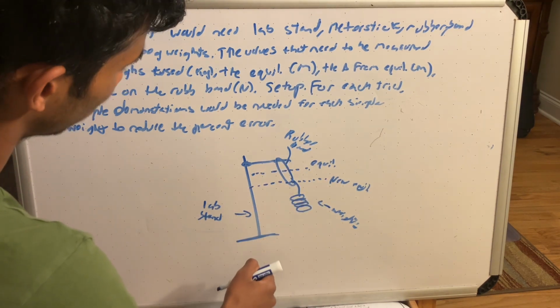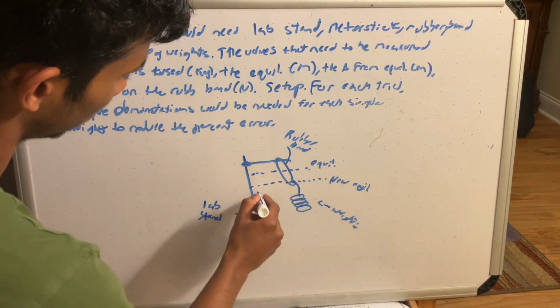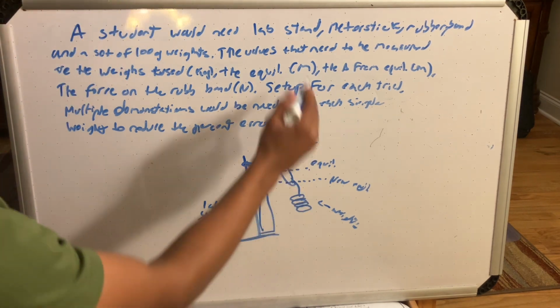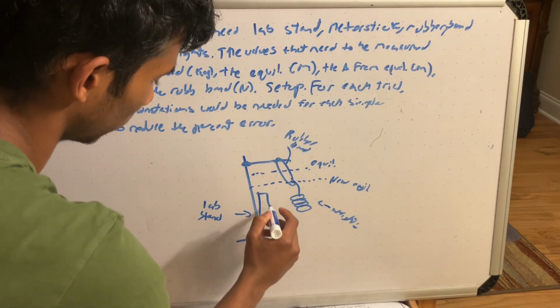And then you need a ruler. Oh, that's what I was missing. You need a ruler for the materials.